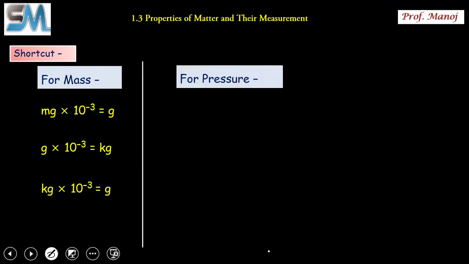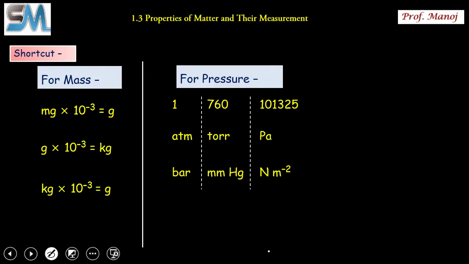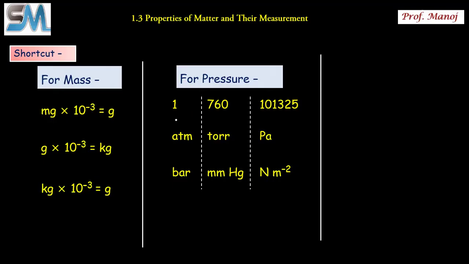Let us use a conversion for pressure and watch the trick very carefully. I first write a series of numbers, that is 1, 760, 101, 325. These are 3 sets of numbers I have written. Now, these are the units I am thinking: atmosphere, torr, and Pascal. Bar, millimeter of mercury, and Newton per meter square. Just draw 2 lines to understand how the conversion is given. So how will you read it? 1 atmosphere is 760 torr.